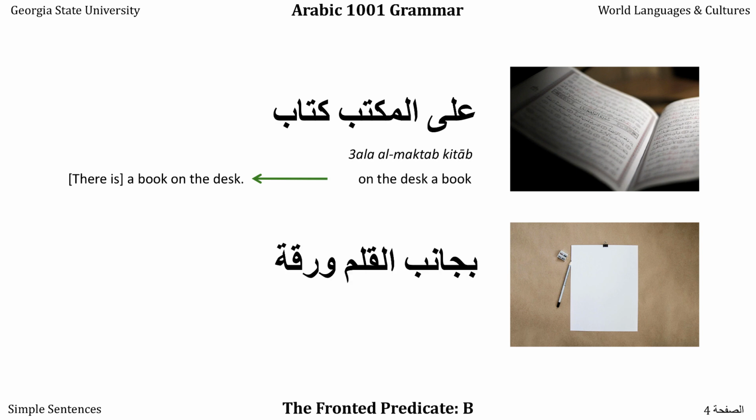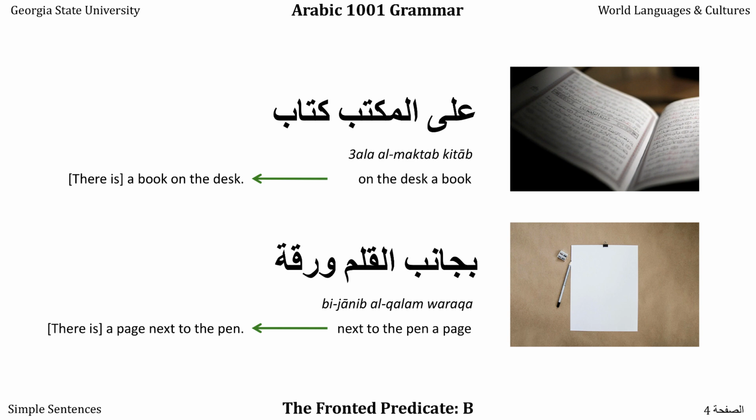Here is the page again. We can reverse the order of subject and predicate. We can say bijanib al-qalam waraqa, next to the pen a page, and what we mean is there is a page next to the pen. It is absolutely essential that you understand that there is no word for there is, there are in formal Arabic. We express it by placing the khabar of the sentence first and begin that khabar with a preposition.